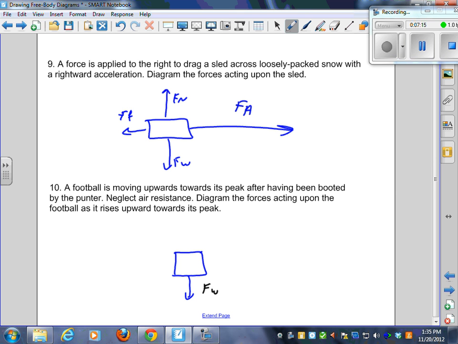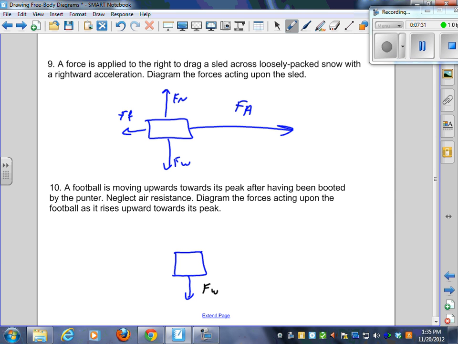Is this any different? I always get arguments over this one. Is this any different than the egg free falling? No. Do I need to show the motion of the football? No. The arrows do not show motion. The arrows show forces.